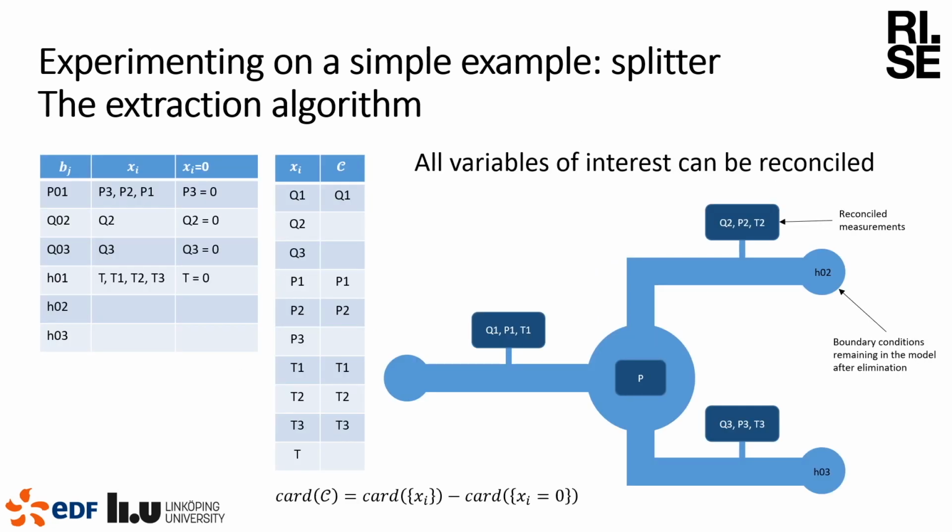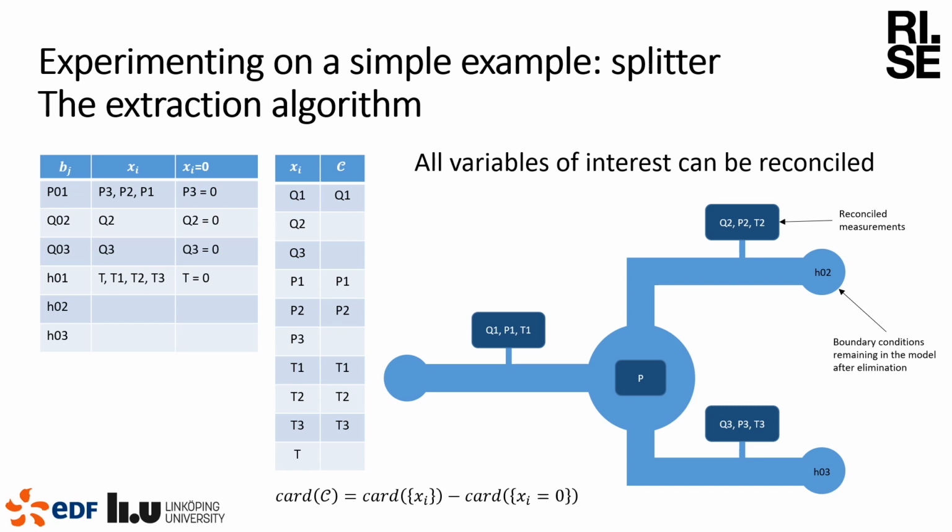In this slide, we present some of the results from the extraction algorithm applied on the splitter model. The boundary conditions are represented as Bj, and the variables to be reconciled are represented by xi, and xi equal to 0 represents the variables of interest detected at the boundary conditions and replaced by the variables of interest xi equal to 0. Let's take the first row P01 and the variables to be reconciled are P3, P2, and P1.